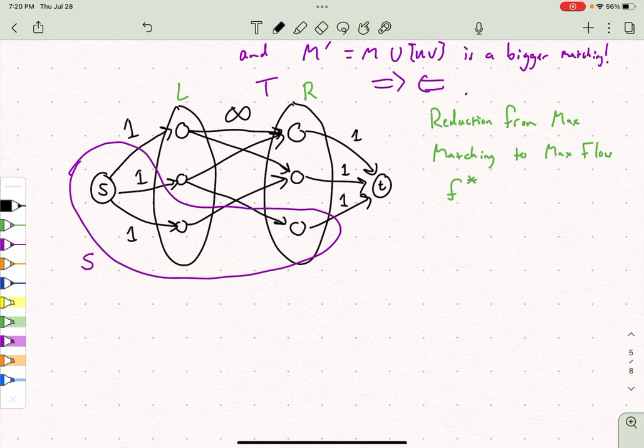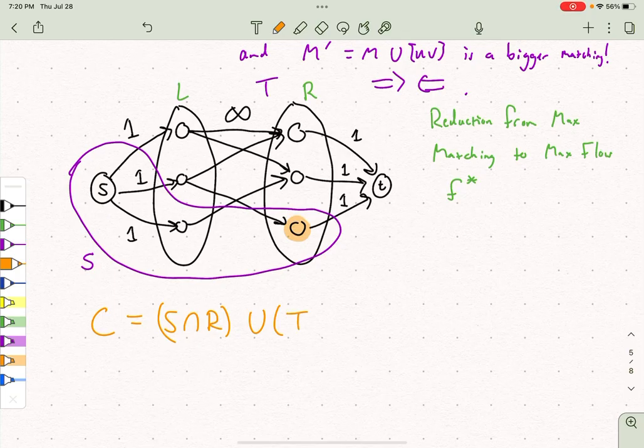So I claim that a vertex cover, C, we can take everything in S that's also in R. So for example, this node. And we'll also include nodes in T that are on the left side. So that would be like these two nodes. And I claim this is a vertex cover.